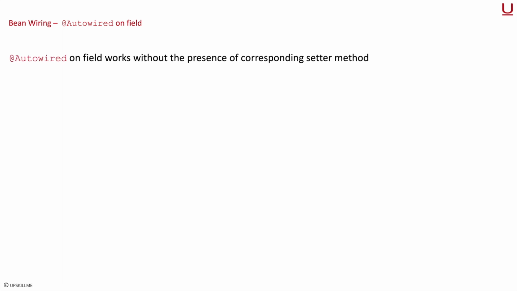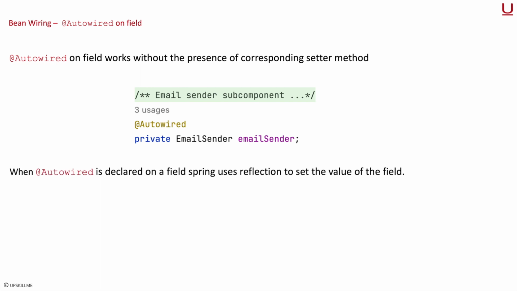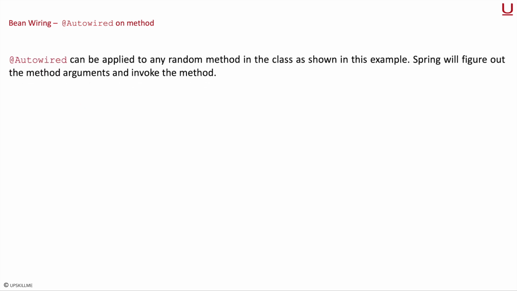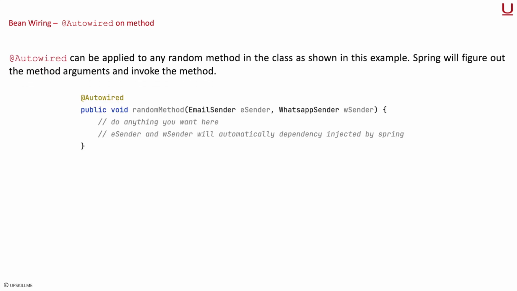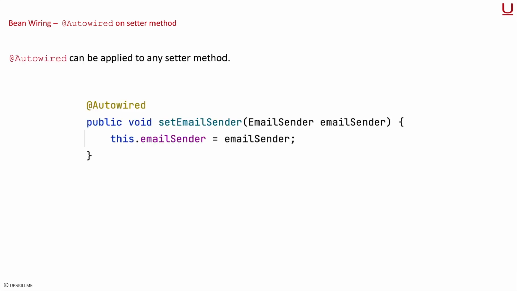Autowired on field works without the presence of a corresponding setter method. When Autowired is declared on a field, Spring uses reflection to set the value of the field. Autowired can be applied to any random method in the class as shown in this example. Spring will figure out the method arguments and invoke the method. Autowired annotation can be applied to any setter method as shown here in this example.